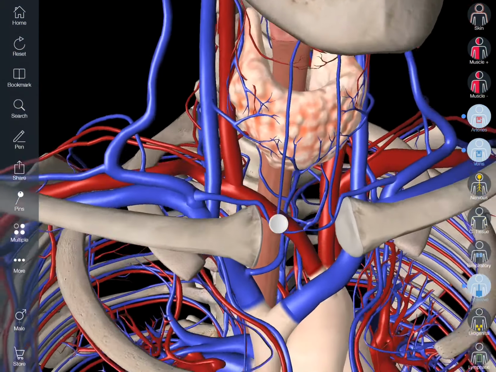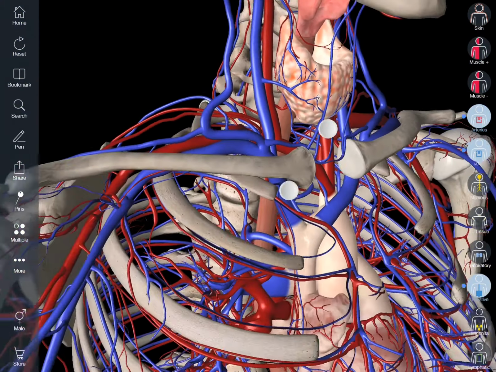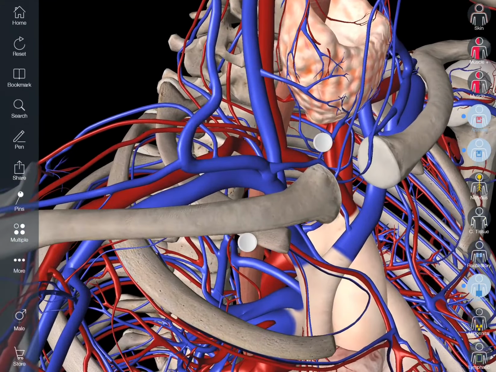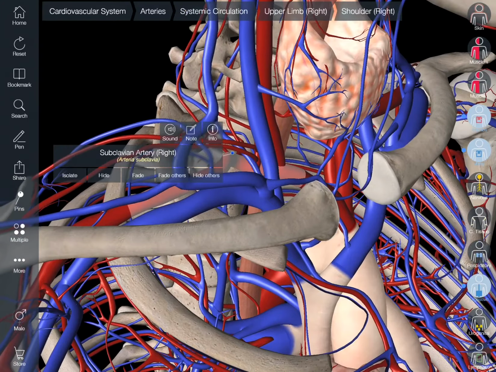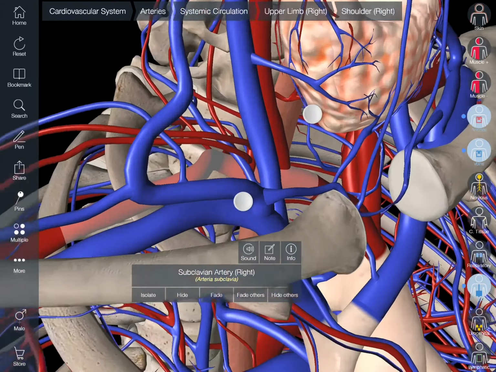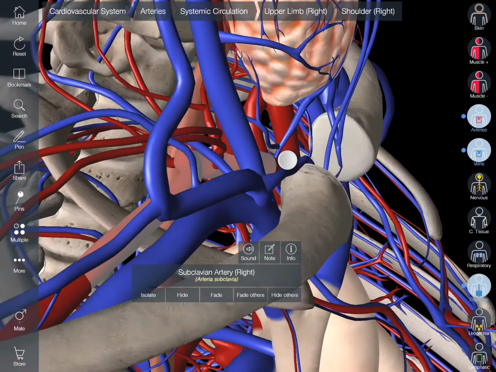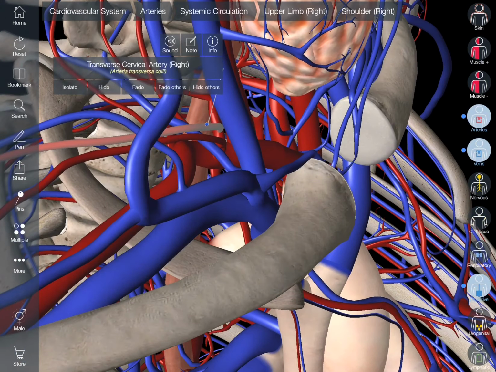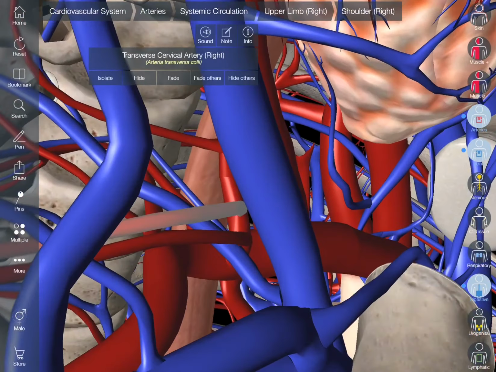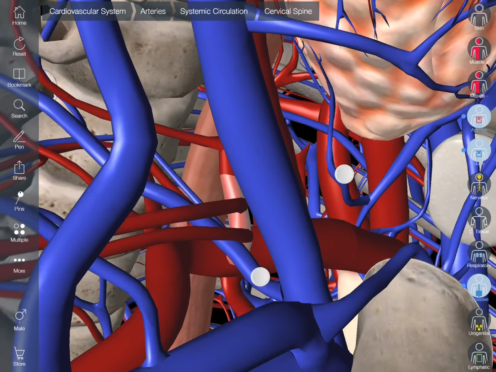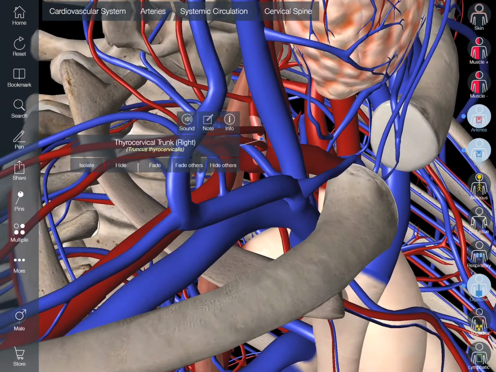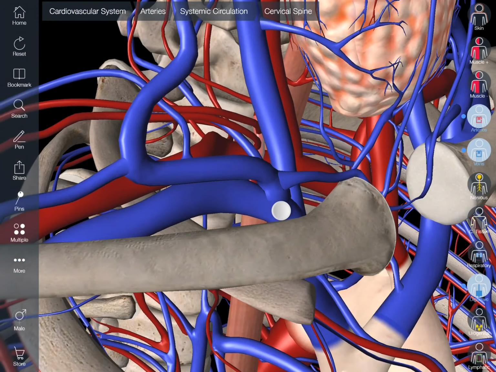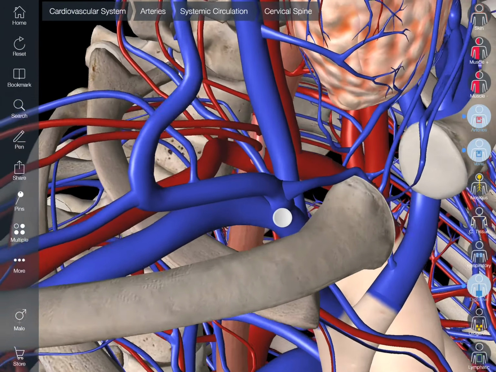Now, let's go further, deeper, and talk about some smaller things. This is the subclavian artery. From this guy, we've got this branch, which is the thyrocervical trunk. It's a very small trunk, but in and of itself has some other branches.